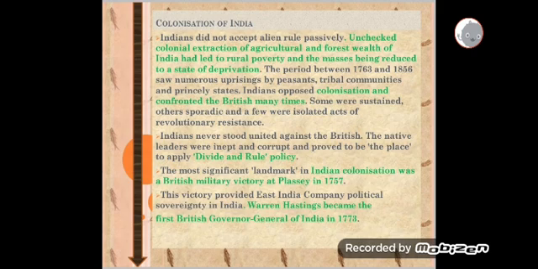The most significant landmark in Indian colonization was the British military victory at Plassey in 1757. This victory provided the East India Company political sovereignty in India. Warren Hastings became the first British Governor General of India in 1773.